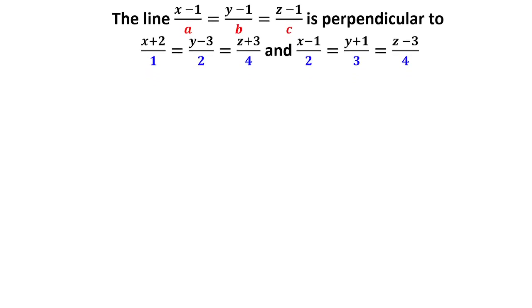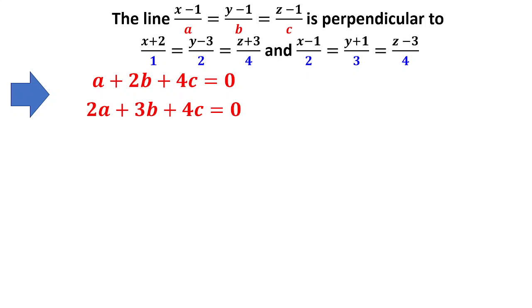Now this line which I have considered is perpendicular to the two lines which are given. I have already shown you the direction ratios in a different color, so that we will get two equations making use of the perpendicularity idea, that is, the sum of the products of the direction ratios is equal to 0. For the first one, a into 1 plus 2 into b plus 4 into c is equal to 0. Second equation, once again from the second line, 2 into a plus 3 into b plus 4 into c is equal to 0. We are multiplying the corresponding direction ratios of the lines which are perpendicular and equating it to 0. Now these two equations are homogeneous.